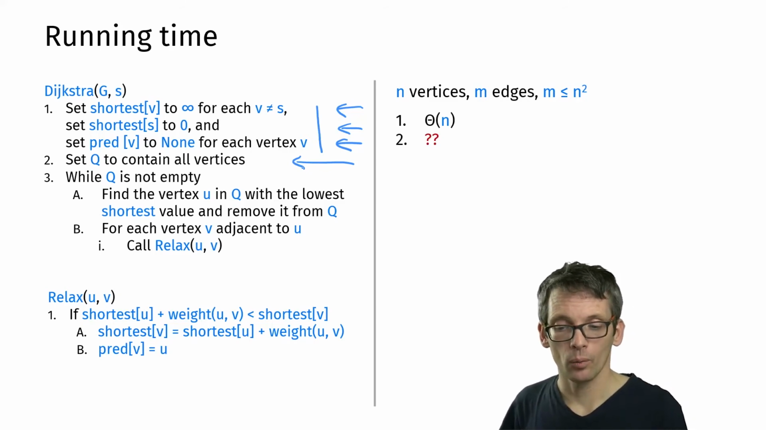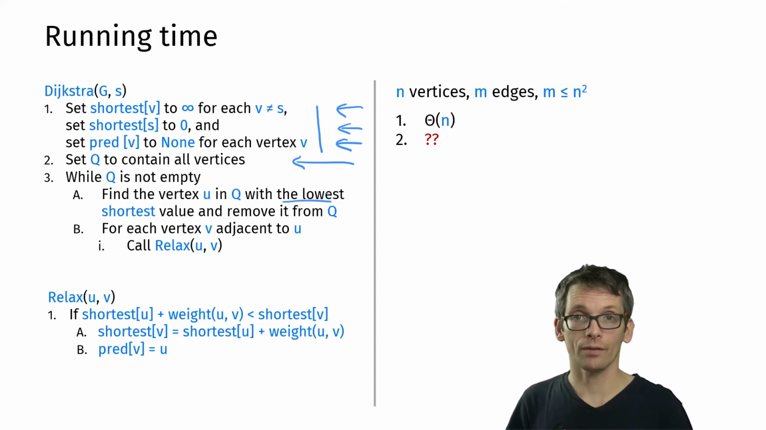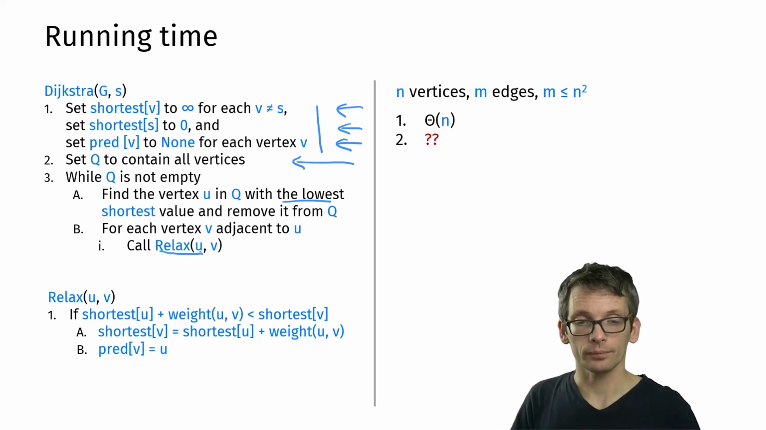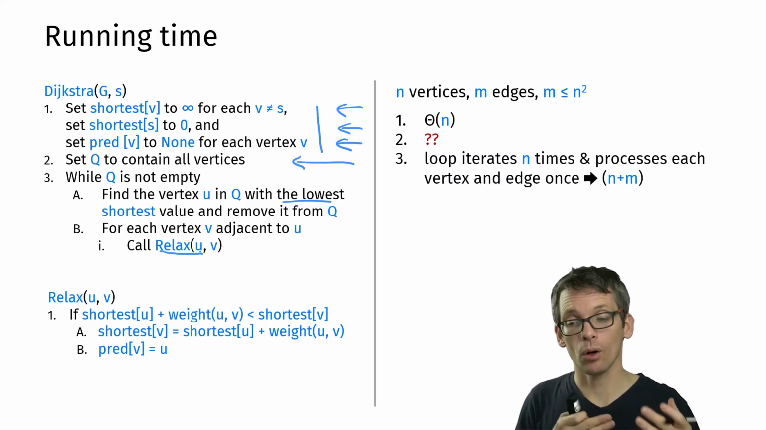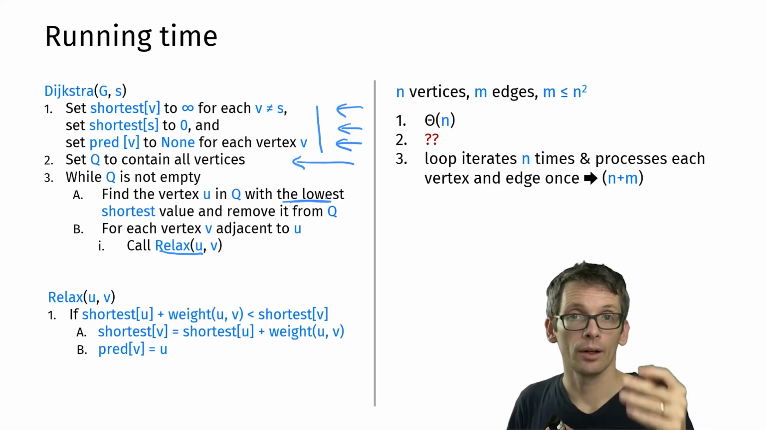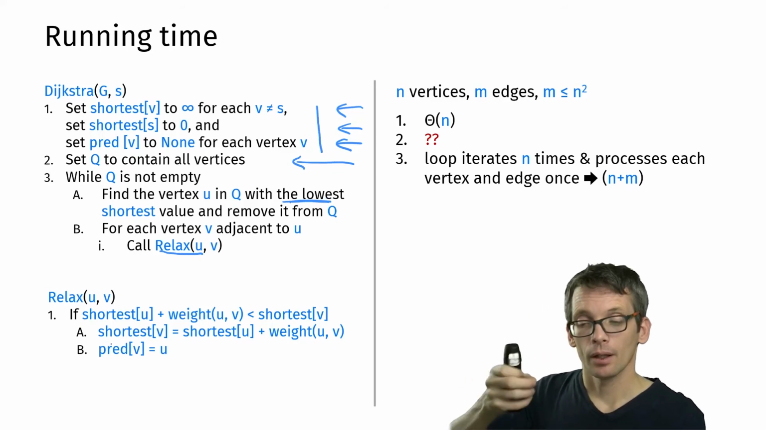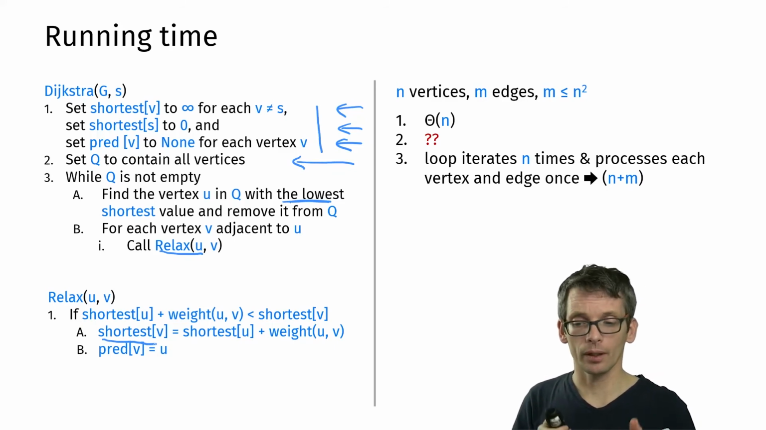So in the while loop we have to be able to find the element with the lowest shortest value still in Q, and then we call relax, and we do that per edge once. So we call relax n plus m times, but also we don't know, so first of all we don't know how efficiently we can find the vertex with the lowest shortest value, and we have to be careful also here, because here in relax we update the shortest value, and that obviously also influences step A.